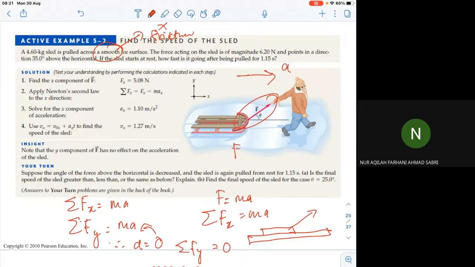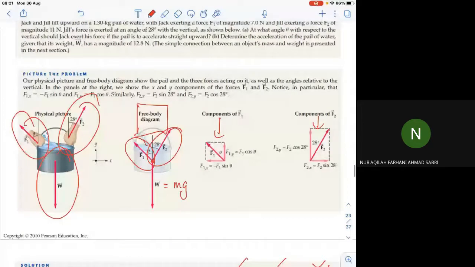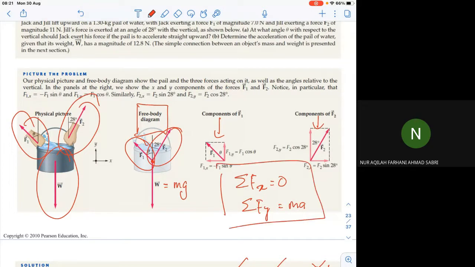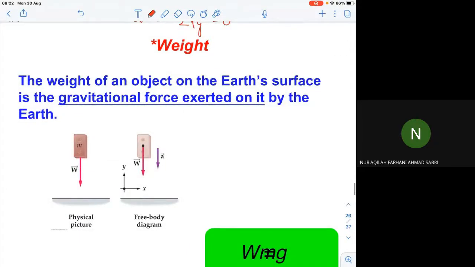So in the case of Jack and Jill, simple. Summation of Fx will be 0. Summation of Fy will be equal to ma. So these are the things that we need to establish first, because these are the core of getting into the problems or situations. All right, so now we move to weight. Let's continue to weight.